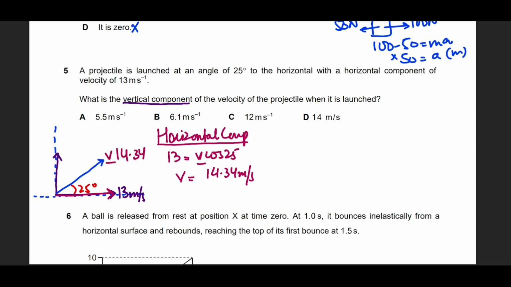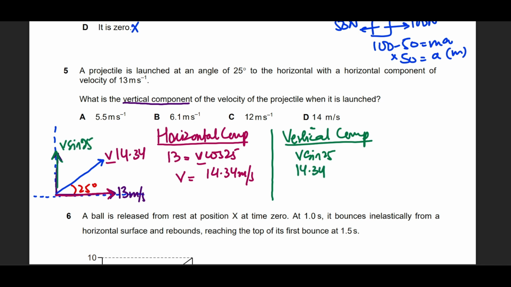Now we can take the next step. So now we can use this to find out the vertical component. So the vertical component goes something like this. So this is supposed to be v sine of 25, which is this one, right? So this is v sine of 25. So when you multiply 14.34 by sine of 25, you realize that your answer is going to be 6.06 meters per second, which is option B as 6.1.